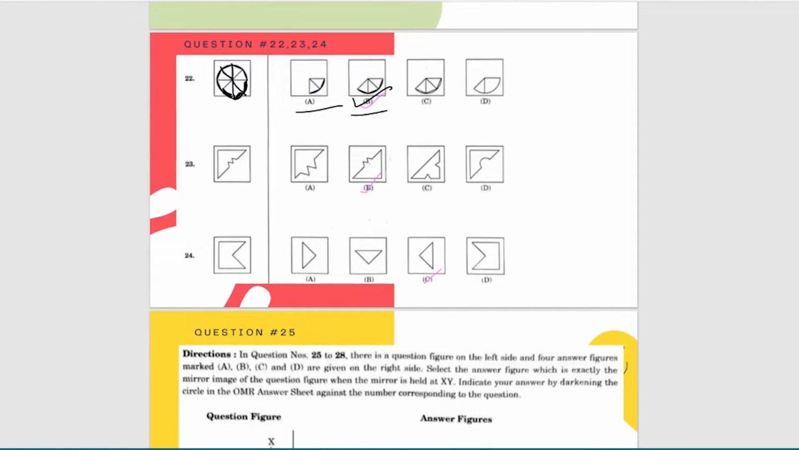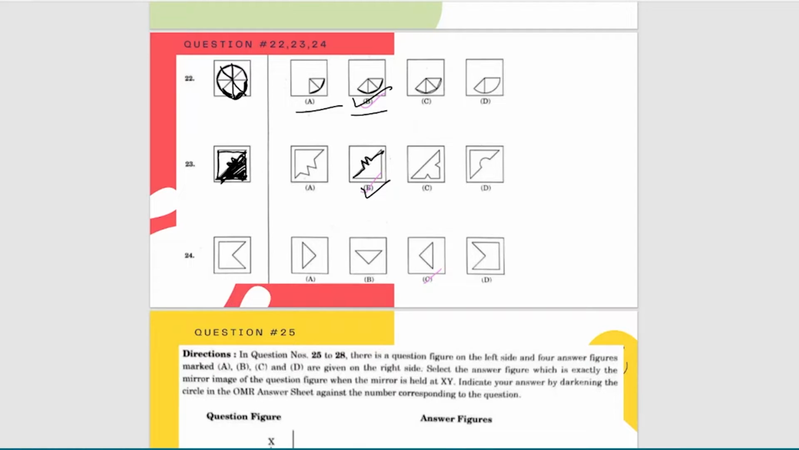Now let's look at the 23rd question. Here we have an incomplete square. So first let's complete the square. So we can see that to complete the square, we will need some figure like this. Correct? So a figure like this, B is a figure like this because B also has these points pointing upwards.